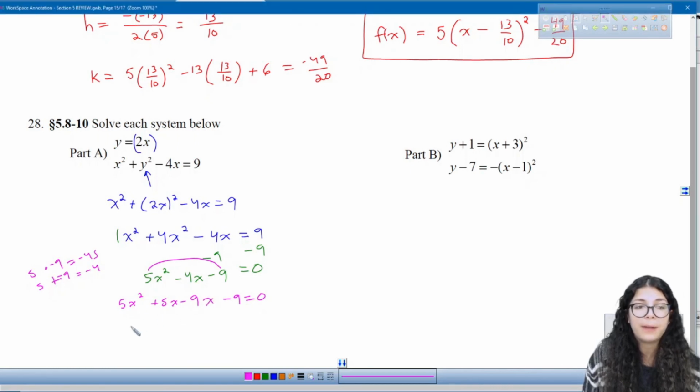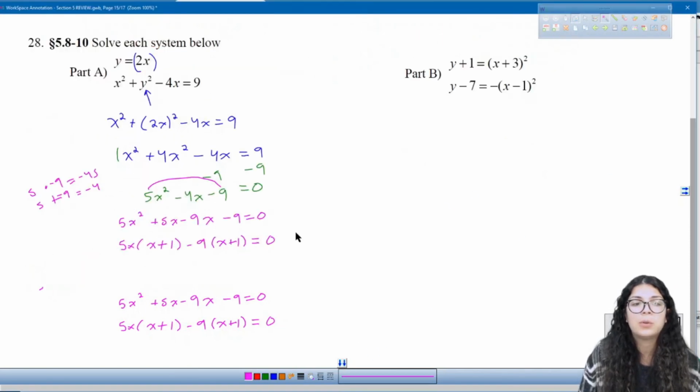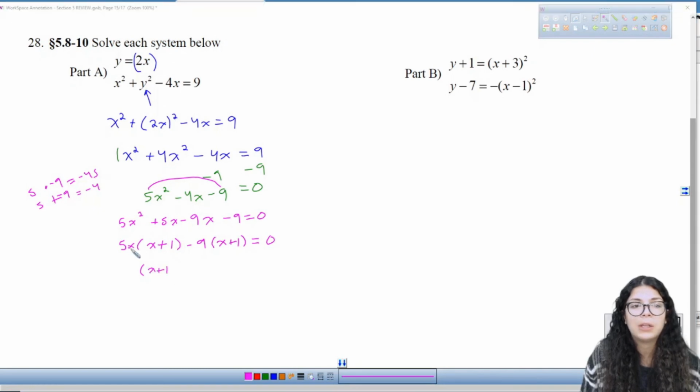Grouping the first two, we could factor out 5x, which leaves us with x plus 1. Grouping the last two, we could factor out negative 9, which also leaves us with x plus 1. Remember, as long as you did the rest of the math right, then those two binomials should be the same. And then you could factor out the x plus 1, leaving you with 5x minus 9.